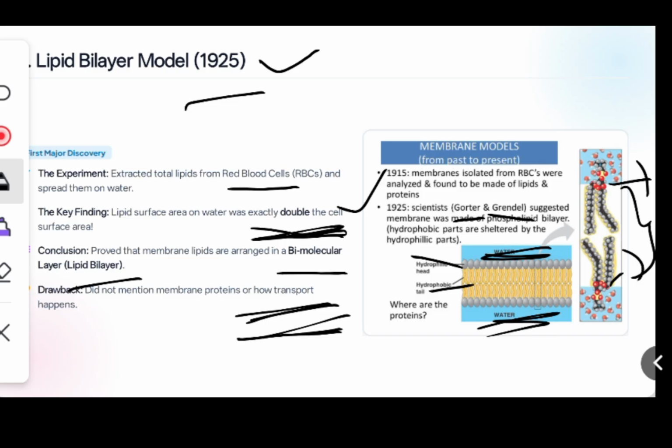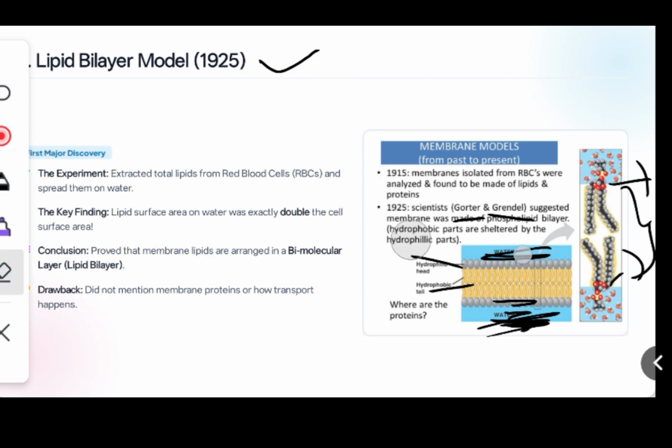So why did they assume this was a correct model? Because at the time they thought these heads are water loving, so these heads helped water move into the cell and carry out all the physiological functions. They assumed that at the time, and that's why they believed this was the structure of the plasma membrane. But it was not accepted because it has some drawbacks. Demerits are there.